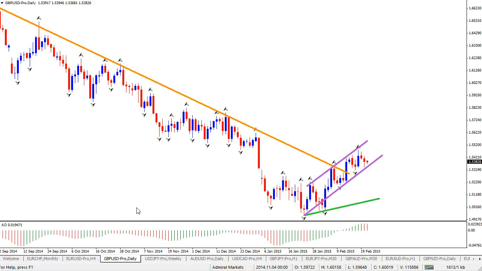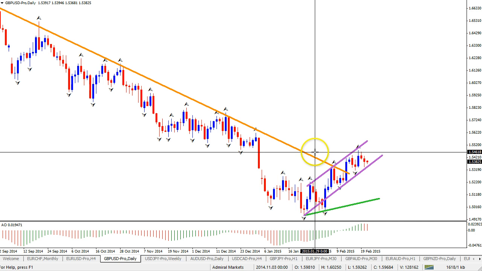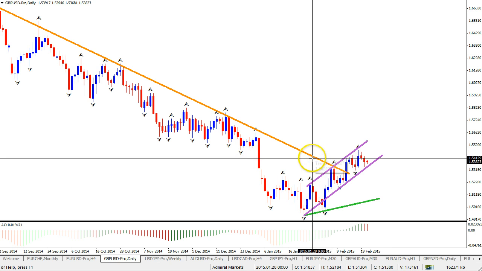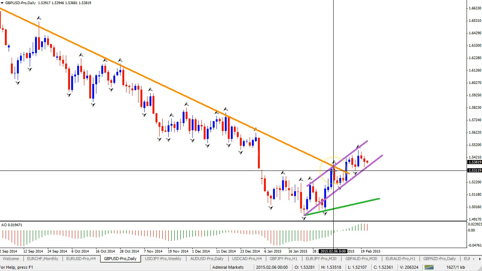Let's move on to the pound dollar daily chart. The cable here is clearly breaking above this orange trend line, the orange trend line dating back to way back of this downtrend, and the first signal that perhaps this downtrend is over and a new trend, a new vibe is upside for the pound dollar.